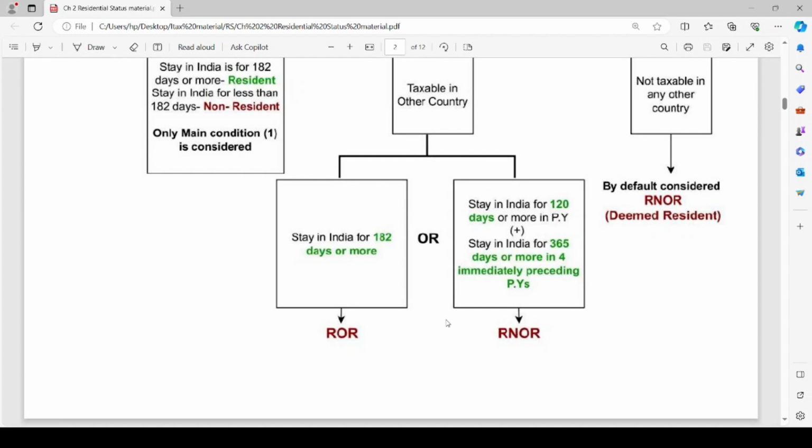In such a case, we have to see if his period of stay in India is for 120 days or more in previous year, and along with that, we have to check if he has stayed in India in 4 immediately preceding previous years for 365 days or more. If he satisfies this condition, he is considered to be RNOR. If not, he is considered to be a non-resident.